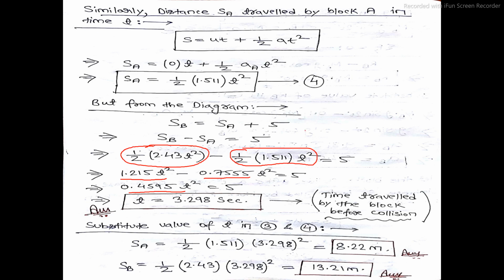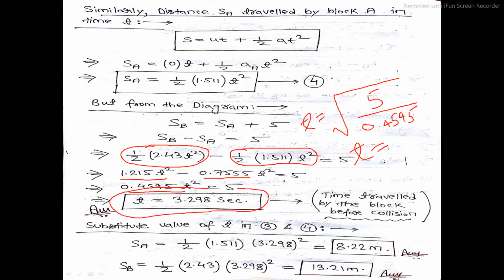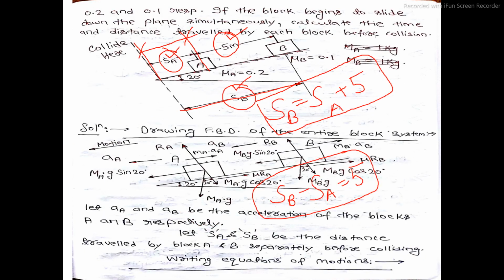Or T will be equal to the square root of 5 by 0.4595. If you solve it, you will get the value of T, and that T is 3.298 seconds. That means both block B as well as block A will take 3.298 seconds to reach the colliding point.